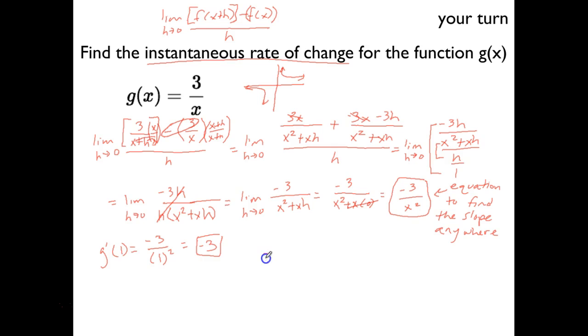I mean, they can ask you any point they want now. Find the slope at 5. Well, let's see here. So it'd be -3 over 5 squared. So it'd be -3 over 25. And that doesn't simplify, so that's my answer. The slope at 5. It'll find you the slope anywhere you want. That's the whole point of a derivative.